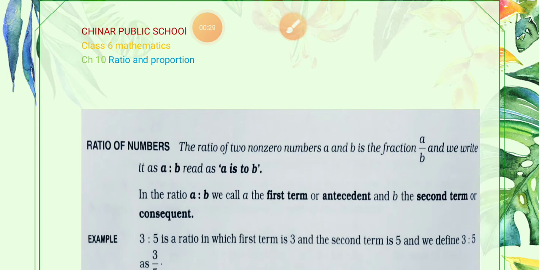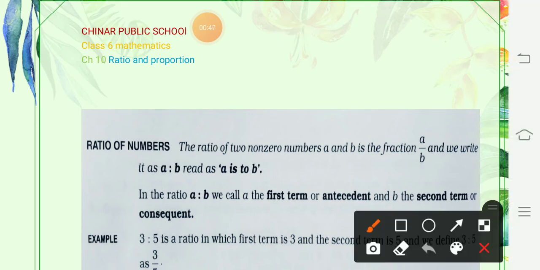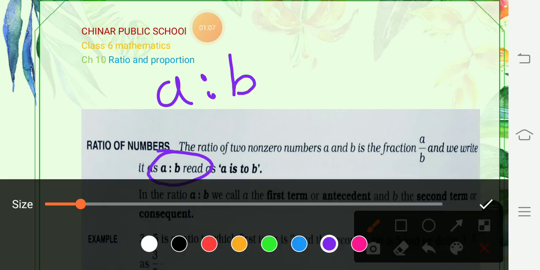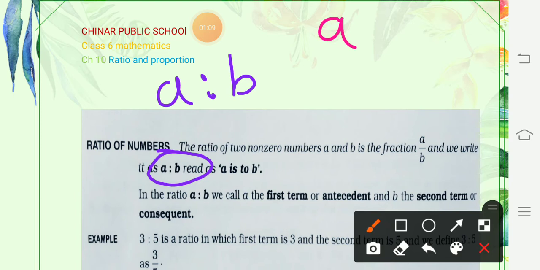So continue, students. The ratio of two non-zero numbers a and b: in the fraction a upon b, we write it as a ratio b. So students, this one is the ratio a ratio b, where a and b are non-zero numbers. See, this double dot is called the symbol of ratio. We can write it in another form, the fractional form a upon b.